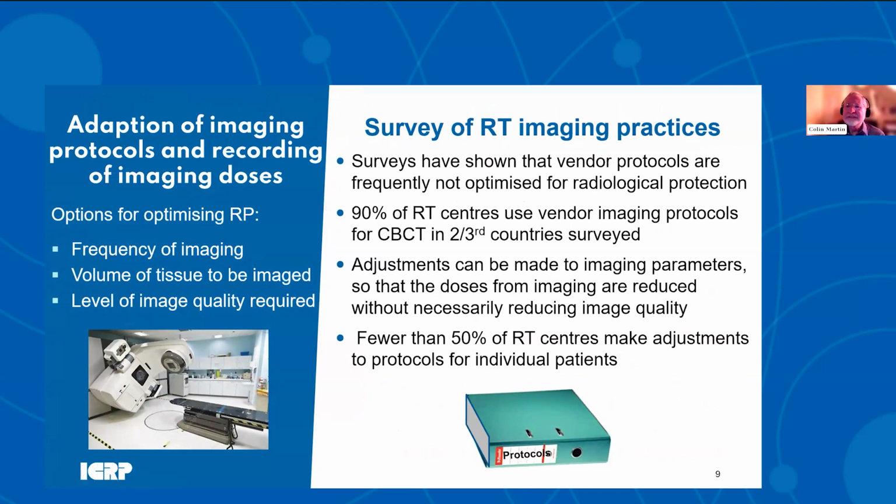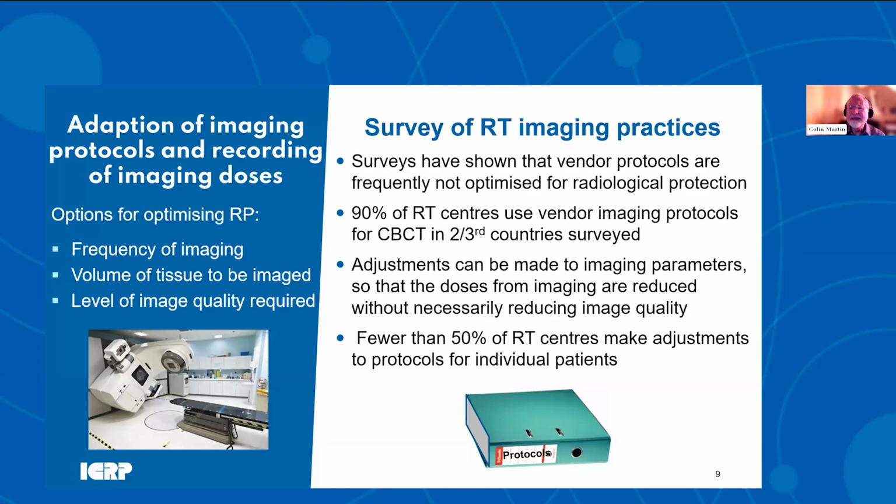Now, surveys have shown that vendor protocols, those that are provided with the equipment, are frequently not optimized for radiological protection. They're optimized for imaging the tumor because that's the most important thing, but not necessarily for radiation protection. And 90% of radiotherapy centers use the vendor imaging protocols for cone beam CT in 2/3 of the countries who carried out the survey. So that's based on the results that we got from that survey.